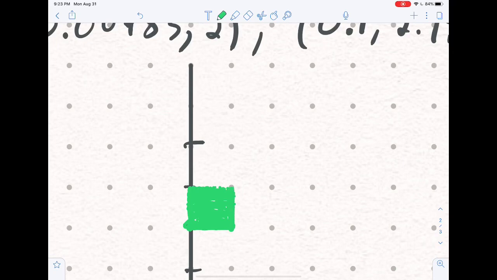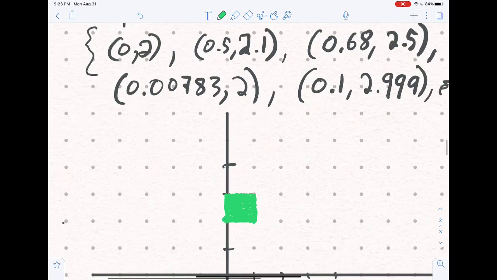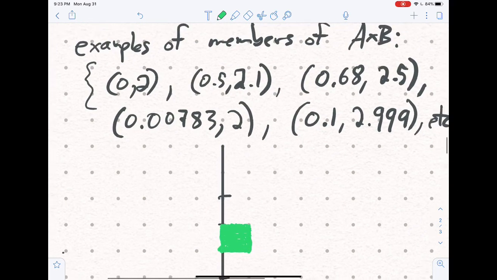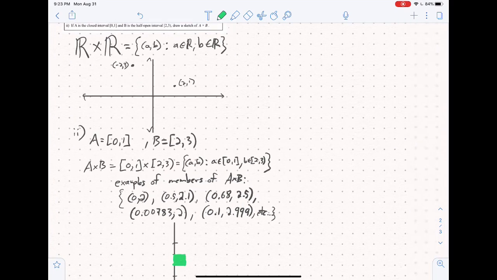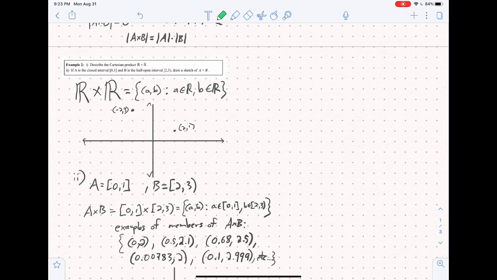So this is a box. It sort of has 3 flat sides and then 1 dotted edge up here, and it's all filled in the middle. And that's somehow the proper way to draw this set A times B, where A is the closed interval 0, 1, and B is the half-open interval from 2 to 3. Okay, that's it for our example 2, part 2. Just revisiting the question: if A is the closed interval, draw a sketch of A times B.